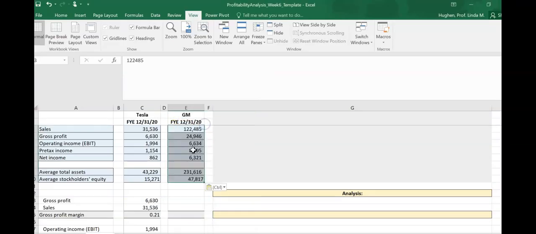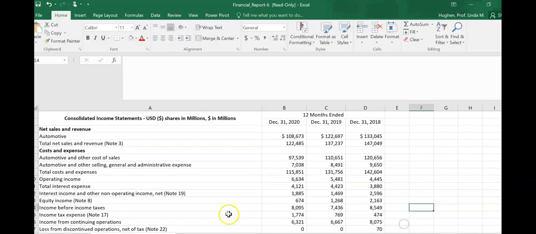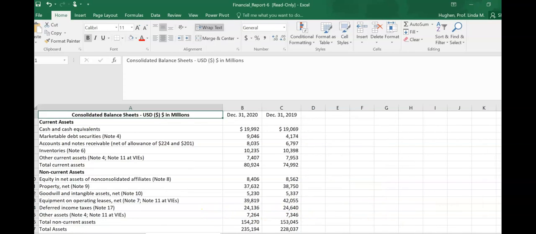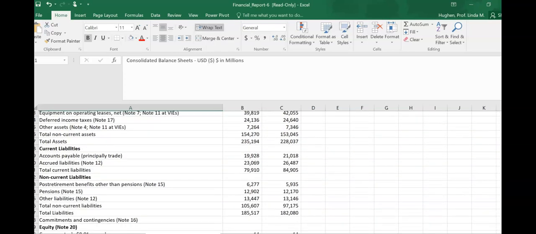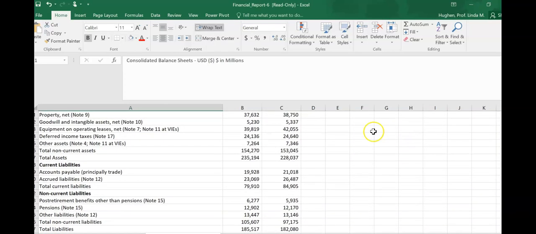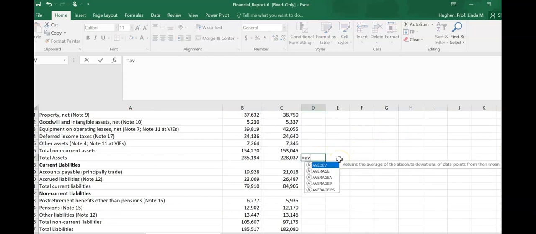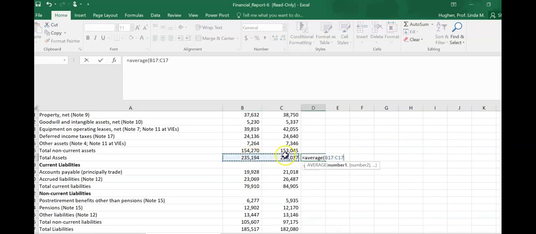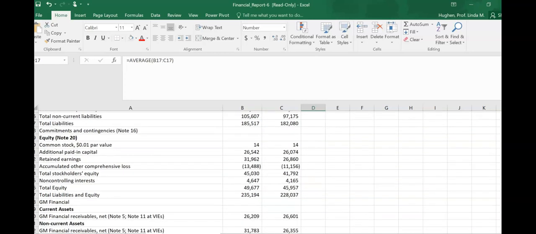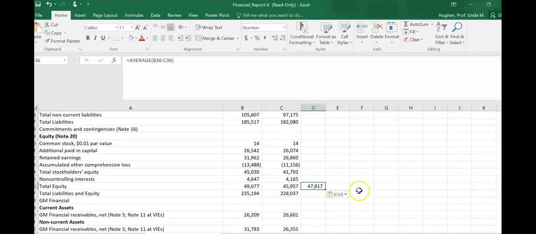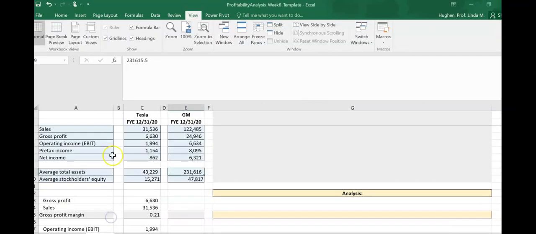Of course, when I'm trying to get the average total assets, I can just do that once I've downloaded the company's financial statements. I can simply come to its balance sheet and get an average of the assets, and then do the same thing for total stockholders' equity, and then drop those numbers into my analysis.